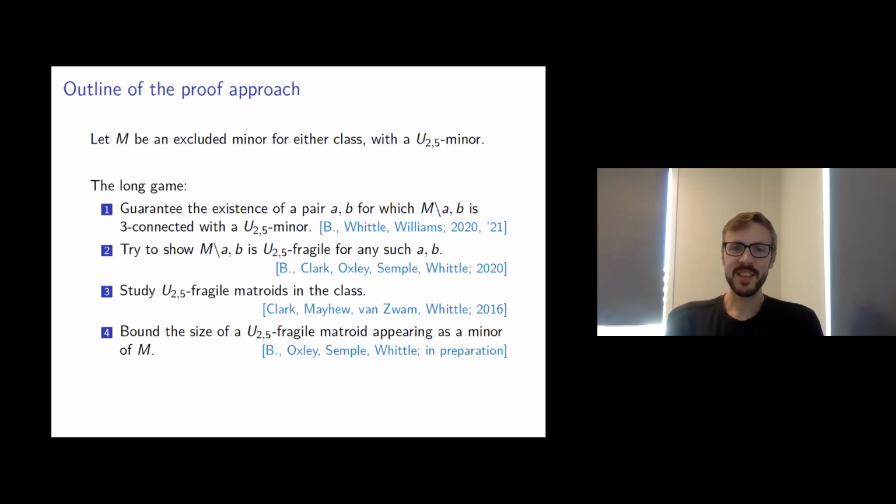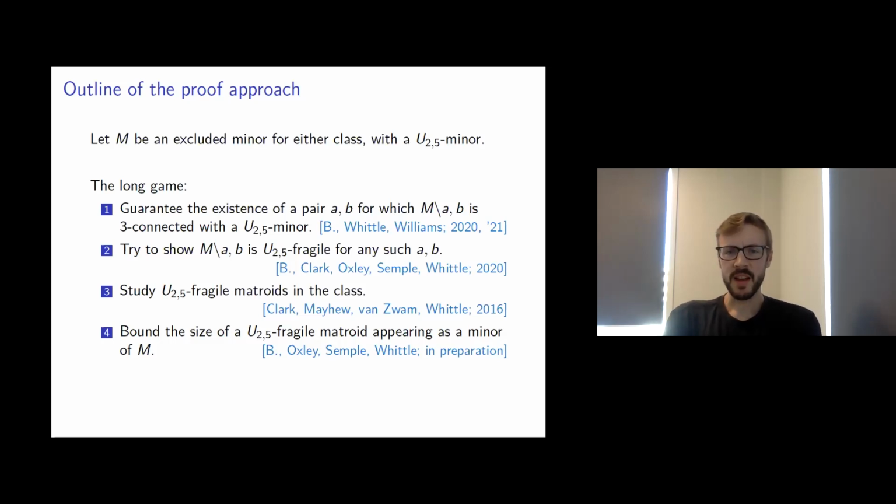Then once you know that there's such a detachable pair, you can try this fragility approach to bound the size of excluded minors. So you can try to reduce the problem of bounding the size of an excluded minor to bounding the size of matroids in a particular class of matroids known as fragile matroids, and we'll see why they crop up in just a moment. And then you can look at your particular class of fragile matroids. So for the 2-regular and Hydro5 representable, we're interested in U25 fragile matroids.